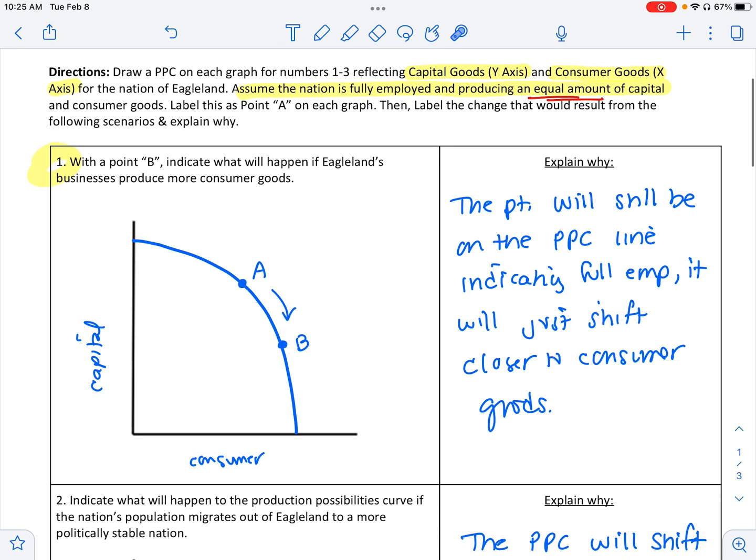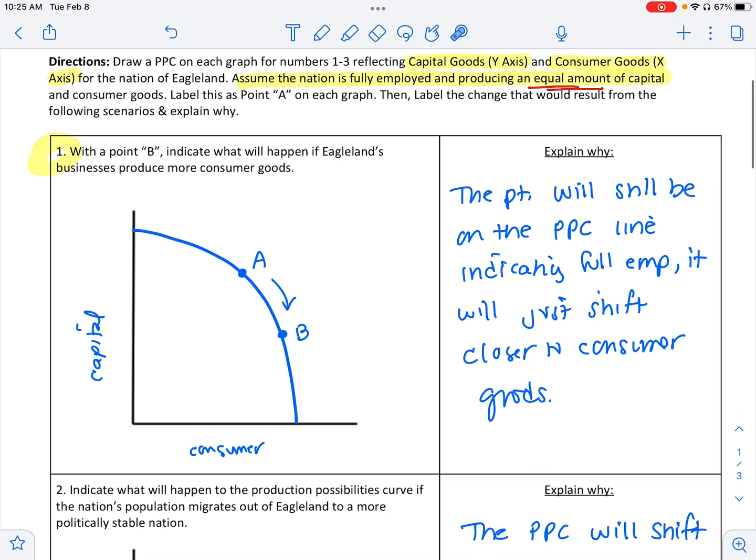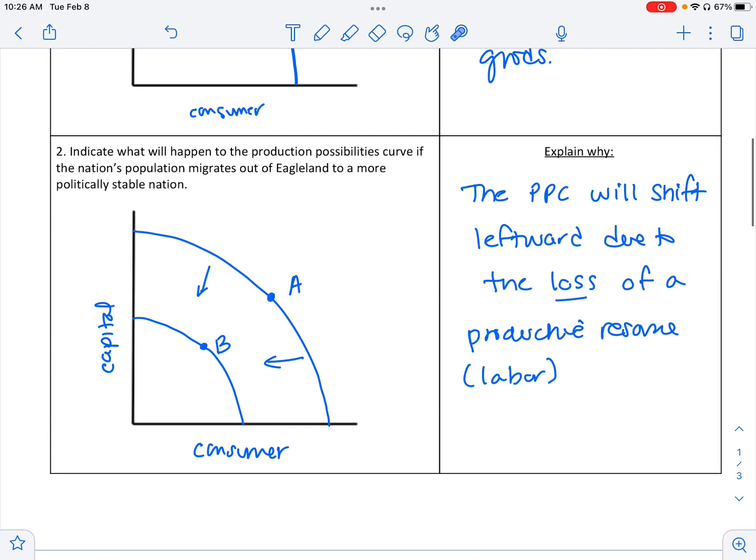For number two, we have something that's a little bit different. We have the production possibilities curve reflecting if the nation's population migrates out of Eagle Land into a more politically stable nation. So if you think about your three productive resources, your land, your labor, and your capital, if one of those disappears, your labor, or declines, then you can't produce as much as you had before. So your production possibilities curve would shrink or be smaller.